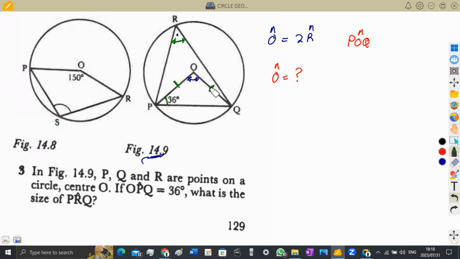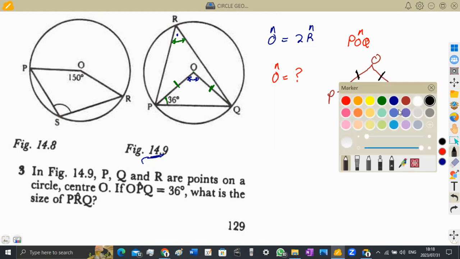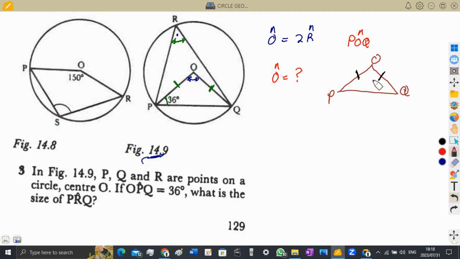So if these two sides are equal, what is it about triangle POQ? It's a special triangle. What is its special name? That would be an isosceles triangle, which gives us that the base angles are equal. The angles opposite these equal sides are equal. This side is opposite to the angle at Q. So the angle at Q and the angle at P are the same. That means at Q we also have 36 degrees.